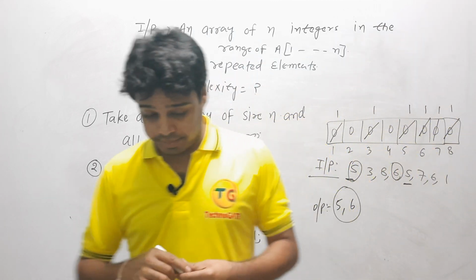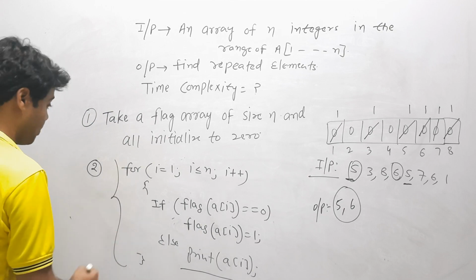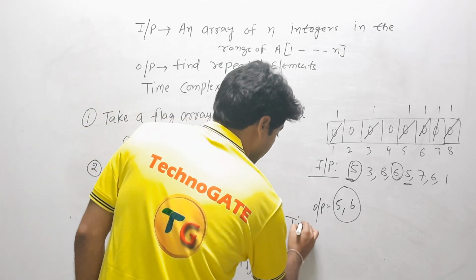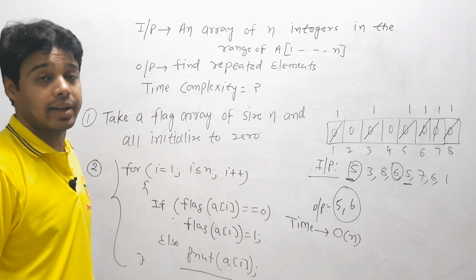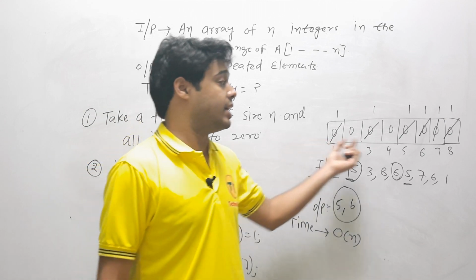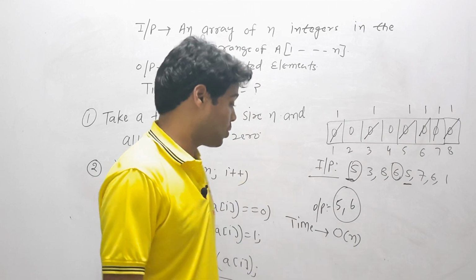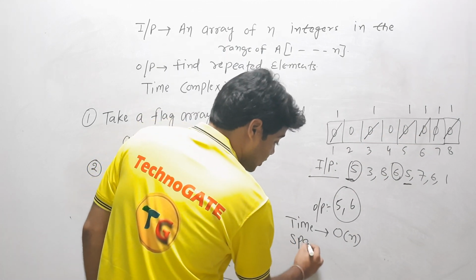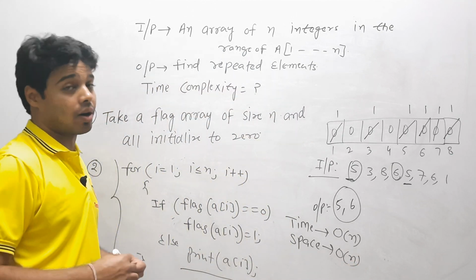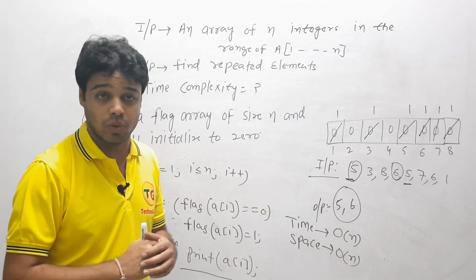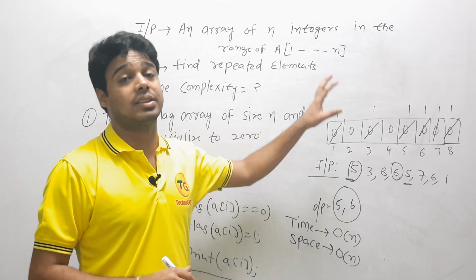Okay. So what is the time complexity here? Order of n, because there is one for loop. But here we are using auxiliary space, an extra space of size n. So the space consumption is order of n. In the first approach, time complexity is order of n square and there is no extra space. But here the time is order of n and the space is order of n.